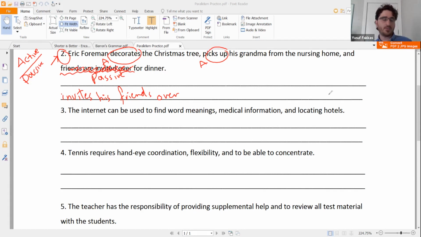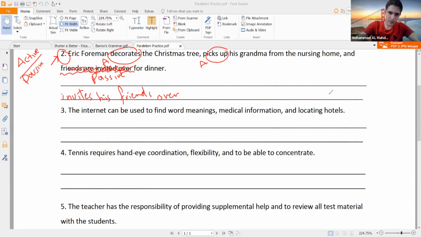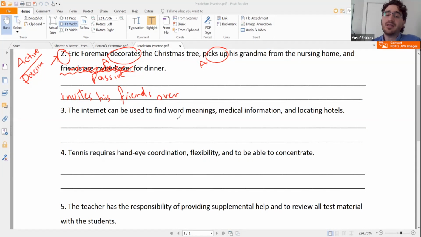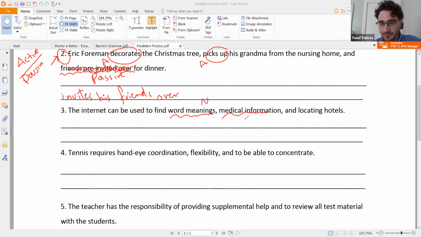Muhammad, why don't you help us with number 3? The other Muhammad. The internet can be used to find word meanings, medical information, and communicating with others. The problem is the words versus the phrases. Good. Now, Muhammad, word meanings. What kind of phrase is this? What type? Noun phrase. Good. Medical information. Noun phrase. Perfect.